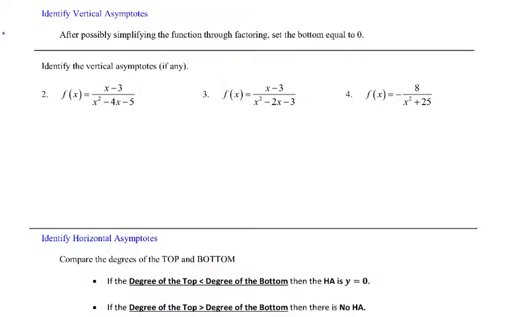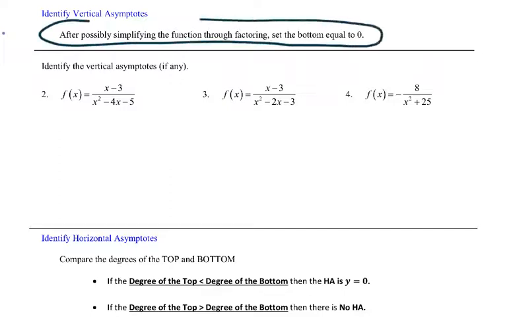The next thing we're going to look at is identifying vertical asymptotes. So what you're going to do is, after possibly simplifying the function through factoring, we then set the bottom equal to 0, and that tells us where our vertical asymptotes will be. When you have something in the numerator that cancels out with a piece of the denominator that involves x, that creates what's called a hole. And if you have holes, that gets represented with a little open circle on that point in the graph. Just know that if you do end up factoring and simplifying, you will end up with holes in your function.